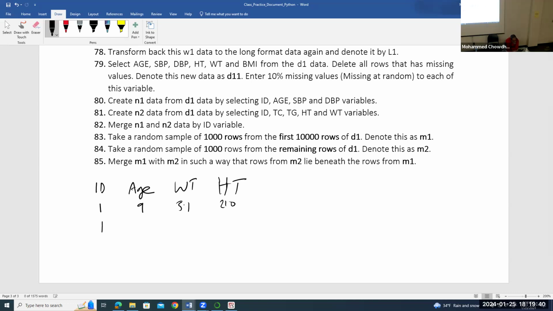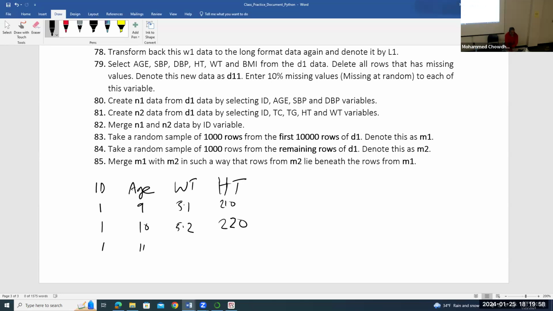His ID is 1. He is appearing again 1 year later. His age is 10, his height is 5.2, and weight is 220, something like this. Again, he is appearing at 11.